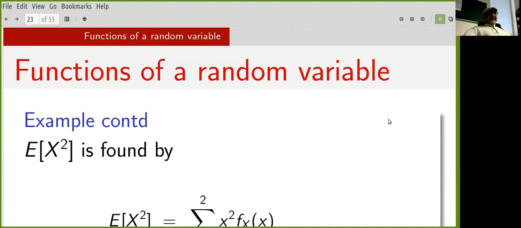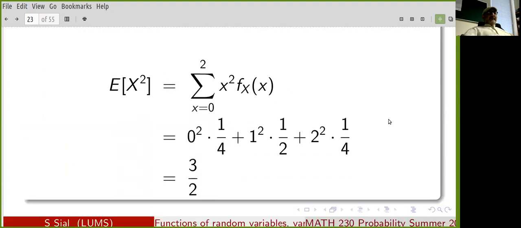So what's the expectation of x squared? That is the summation. What are the allowed values of x? 0, 1, and 2. So sum from x equals 0 to 2. The function is x squared here, so you have x squared times the PMF for x. This is 0 squared times the PMF at 0, plus 1 squared times the PMF at 1, plus 2 squared times the PMF at 2, and that works out to 3/2.